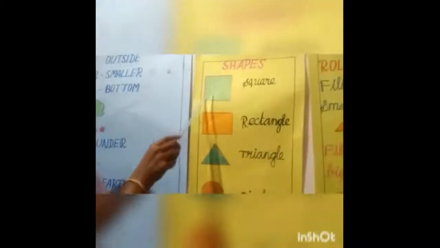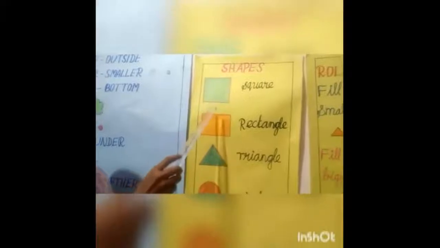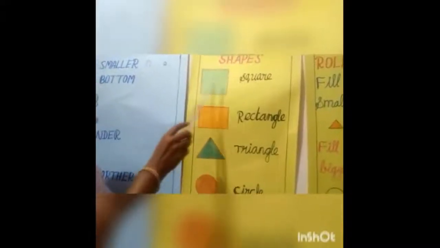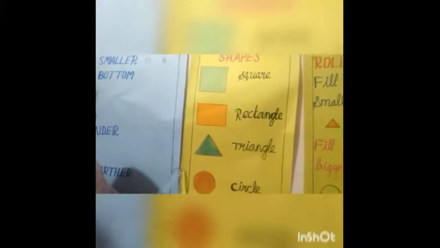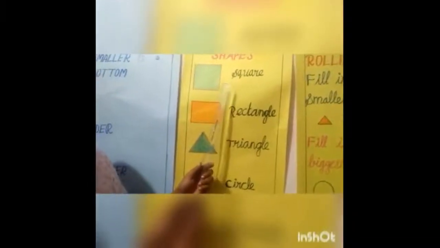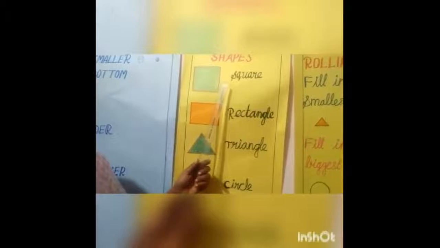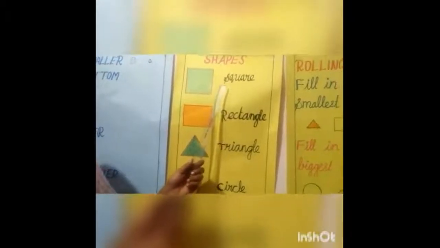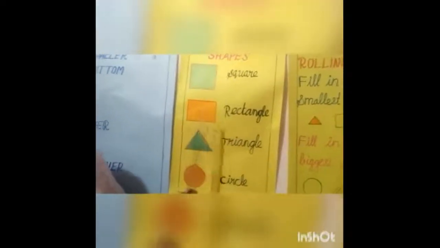1, 2, 3, 4. The square has four sides. These four sides are equal. I give example for square, box and carom board, etc.